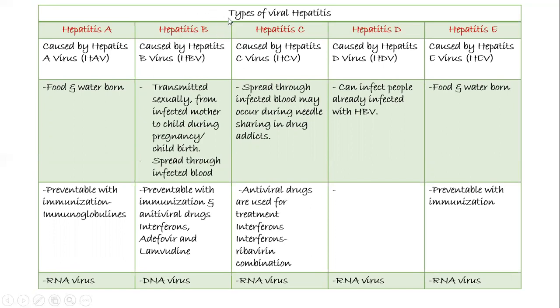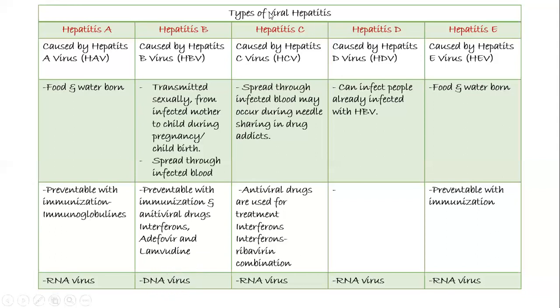The next class is hepatitis B. Hepatitis B is caused by the hepatitis B virus, also called HBV. It is the most severe form of hepatitis, and it is transmitted sexually. It can be transferred from an infected mother to the child during pregnancy or childbirth. It also spreads through infected blood. It is preventable with immunization and antiviral drugs. Mostly interferons, adefovir, and lamivudine are used. Out of all the viruses, only hepatitis B is a DNA virus.